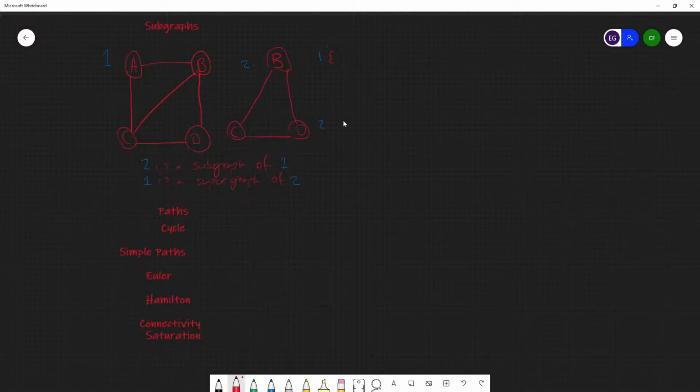So graph 1 has A to B, A to C, B to D, C to D, and C to B.